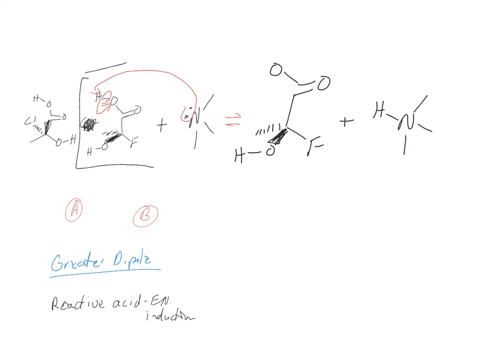Which one's more acidic and why? Why did I pick this H and not this H? Is it because that was farther away from the fluorine, so there's less pull to it? No. If you were close to the fluorine, you'd think you'd have a weaker, more reactive bond. But what else does this have going for it versus this OH? They're both OHs.